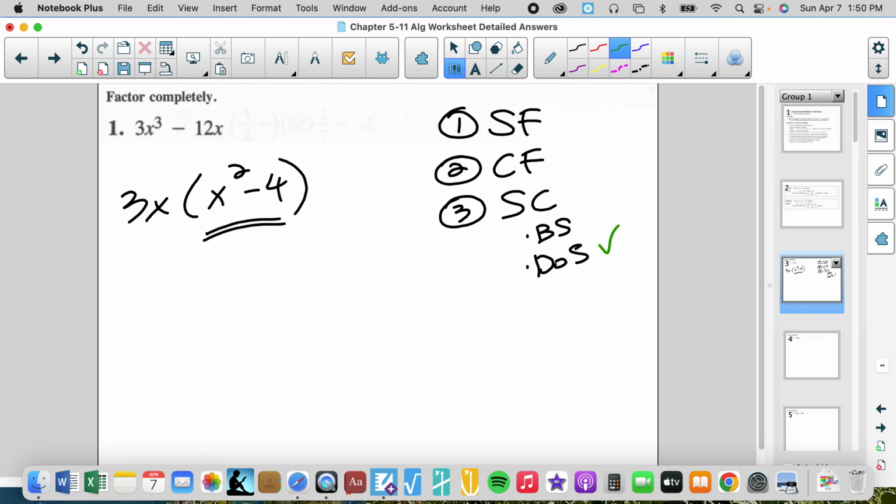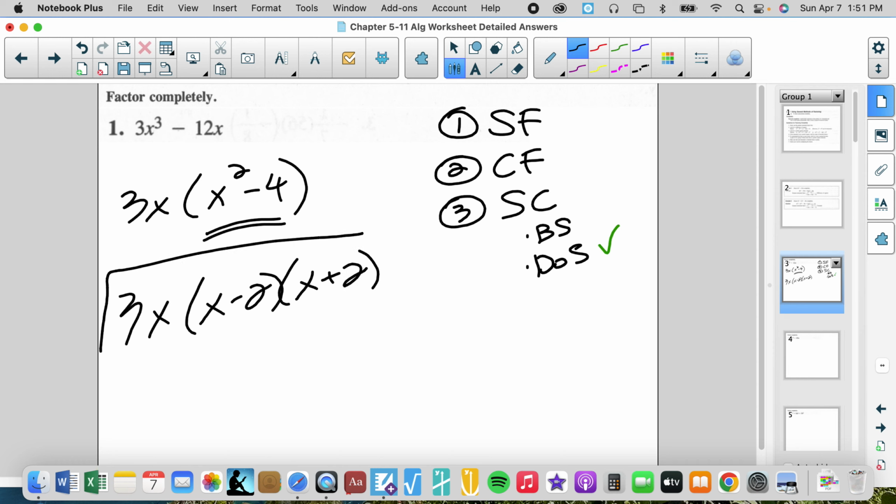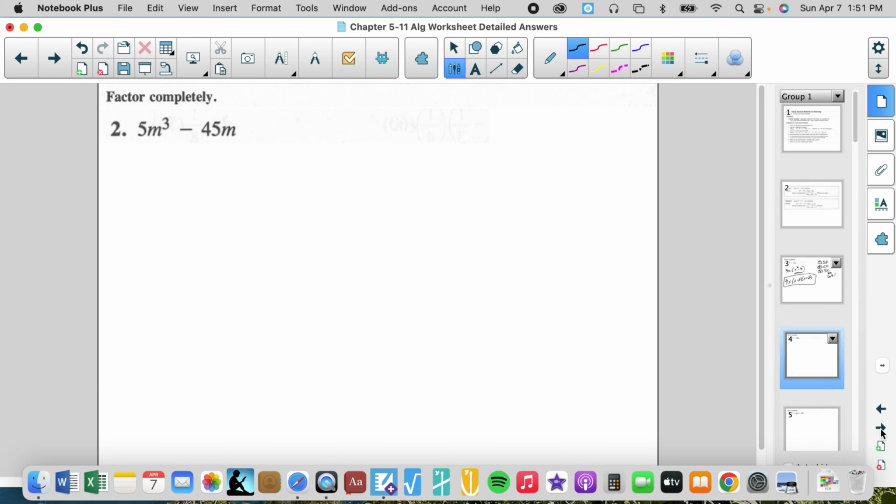The criteria are two terms, subtraction, both terms are perfect squares. So this is going to create conjugates. We get the 3x that just comes down, and then we break up the x squared minus 4 into x minus 2, x plus 2. And now we're finally factored. So understand that we may have to go through multiple times.